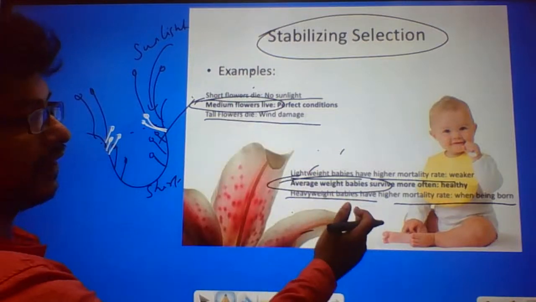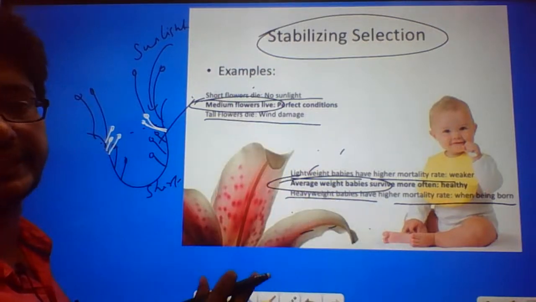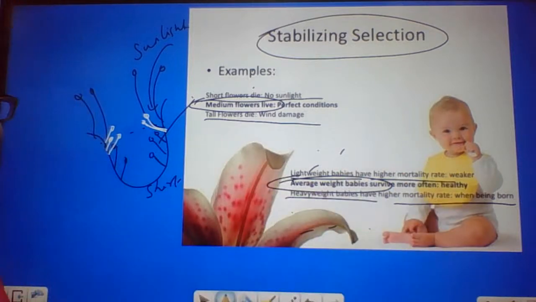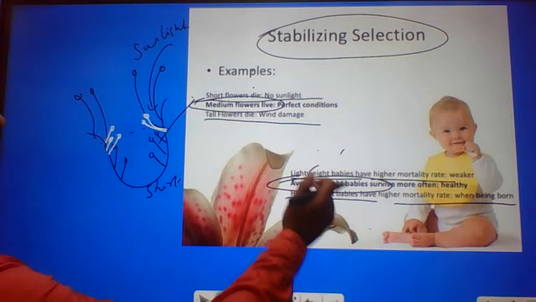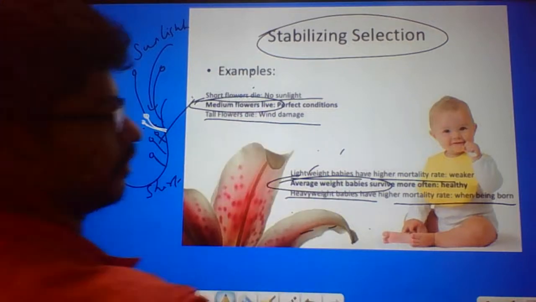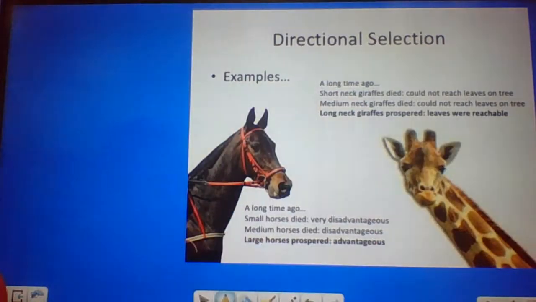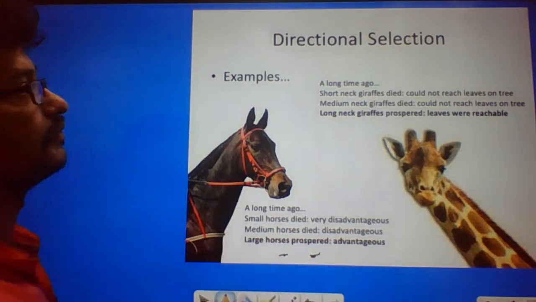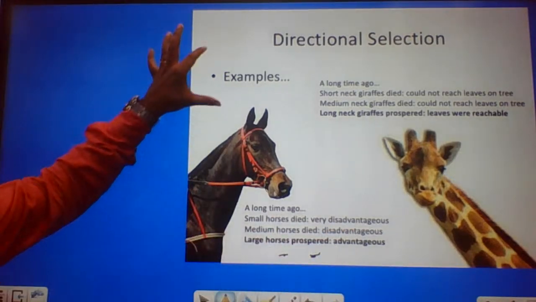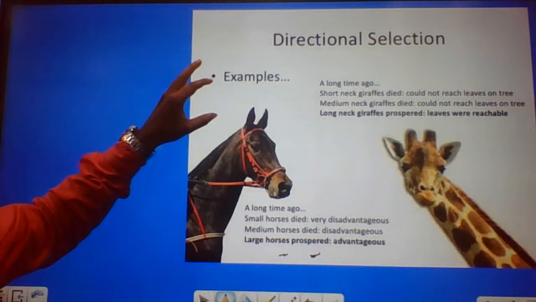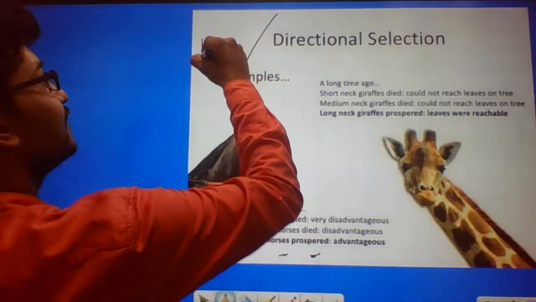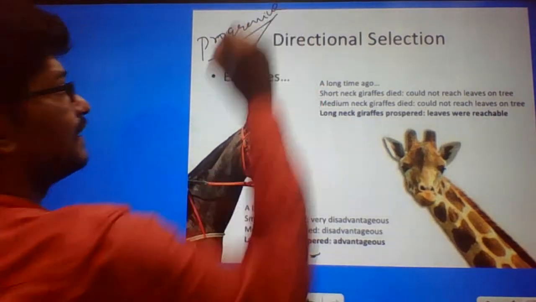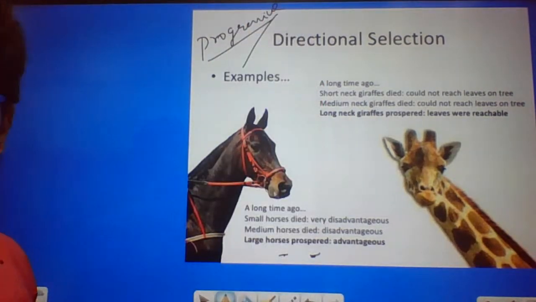Flowers and overweight and lightweight babies: nature is not favoring the extremes, nature is taking the intermediate, that is the average weight of babies and the medium-sized flowers. Okay, so for the next example, you take directional selection. We already discussed directional selection, which is otherwise called progressive selection. The classical example that we discussed is industrial melanism.